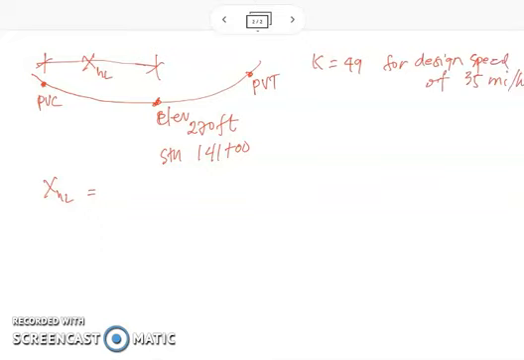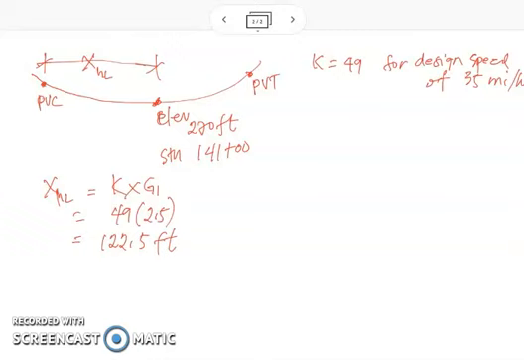So from this formula, we can compute now for the distance of this lowest point towards PVC. So this is K times G sub 1. So we have the value, which is 49 times our G sub 1, which is 2.5. So it gives us 122.5 feet. Since we have now the value for the distance, our x is the distance from the lowest point, and we have now the elevation of the lowest point. So therefore, we can compute the elevation of PVC.